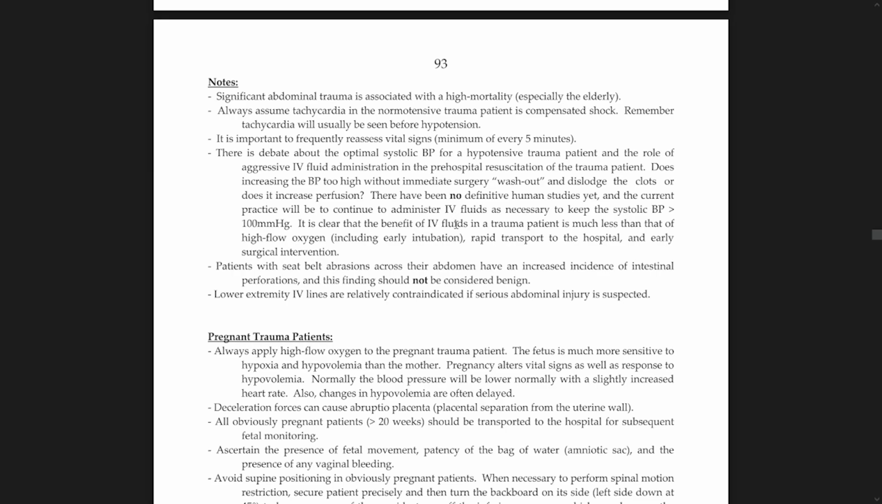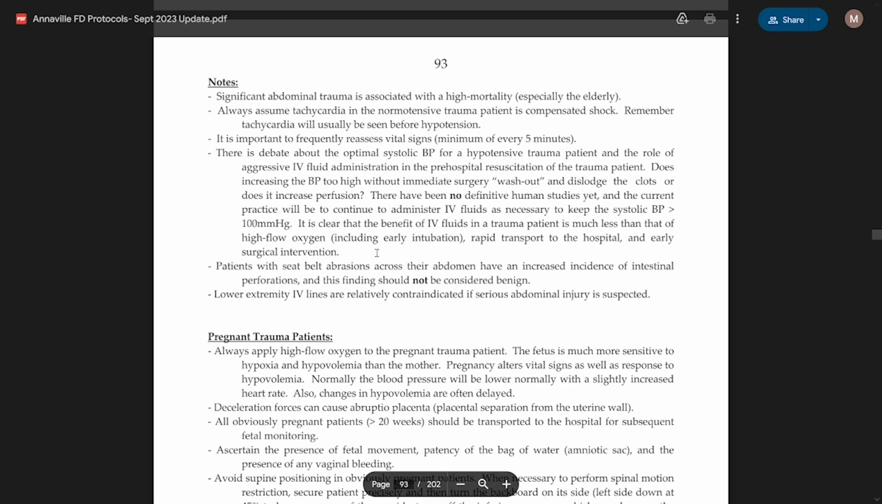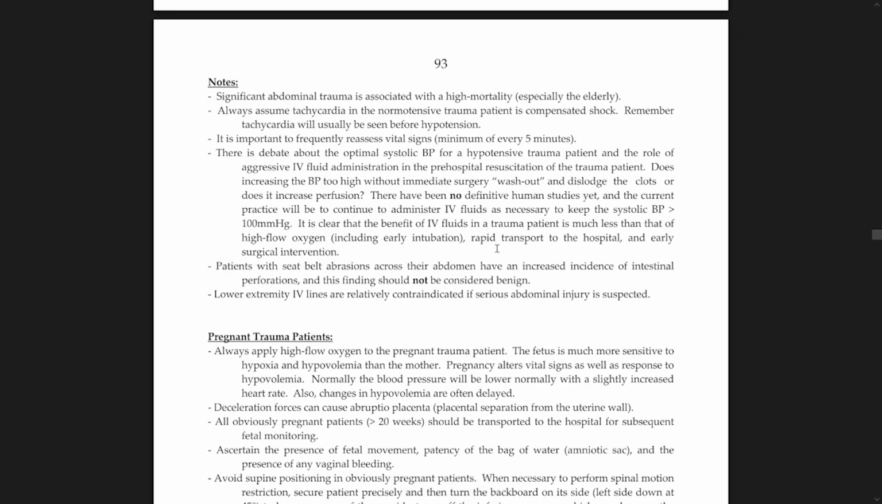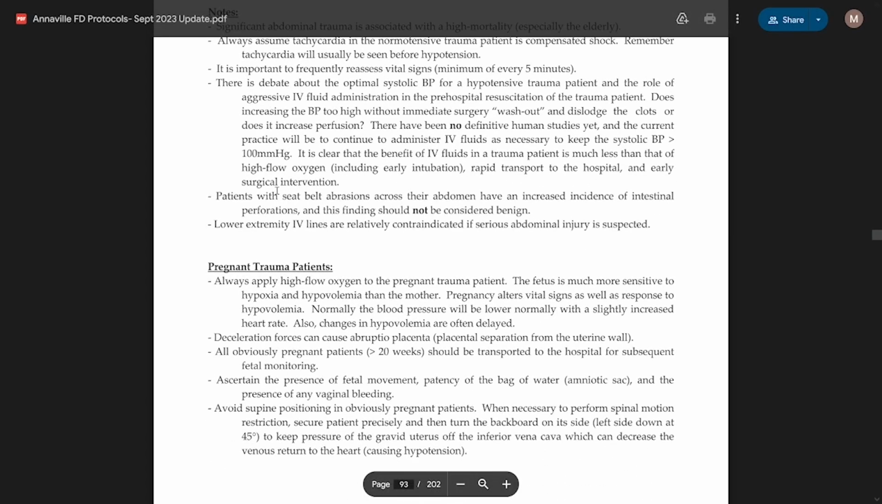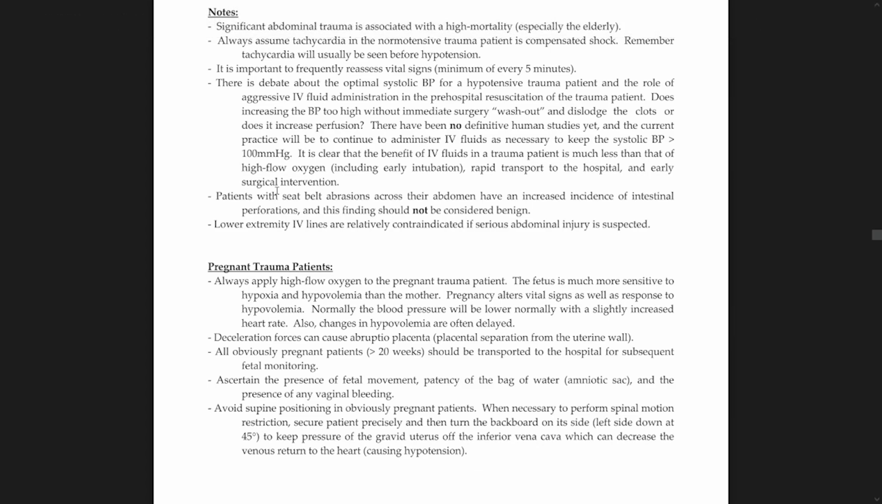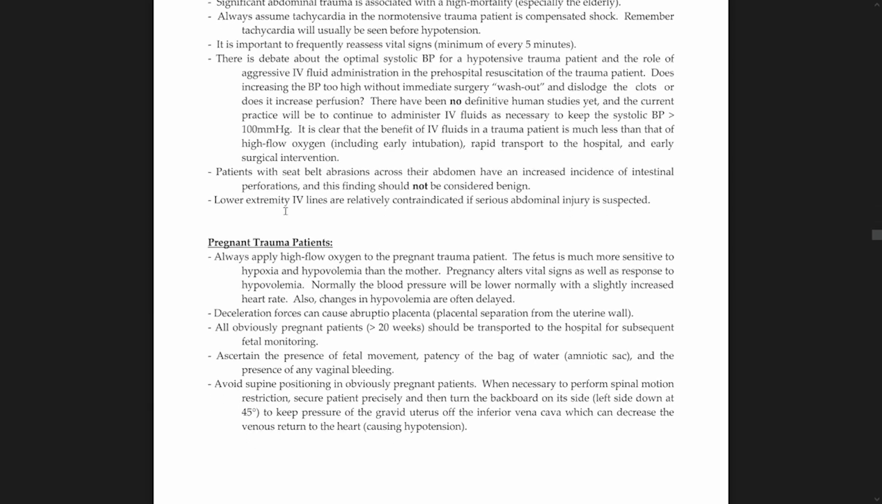It is clear that the benefit of IV fluids in a trauma patient is much less than that of high-flow O2, including early intubation, rapid transport to the hospital, and early surgical interventions. Patients with seatbelt abrasions across their abdomen have an increased incidence of intestinal perforations, and this finding should not be considered benign. Lower extremity IV lines are relatively contraindicated if serious abdominal injury is suspected.